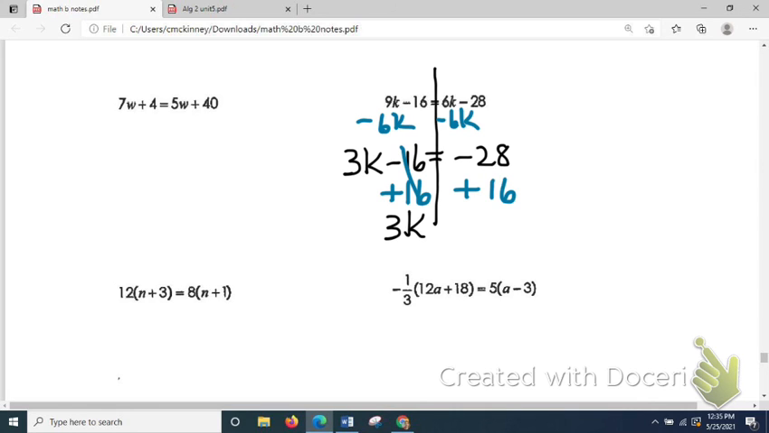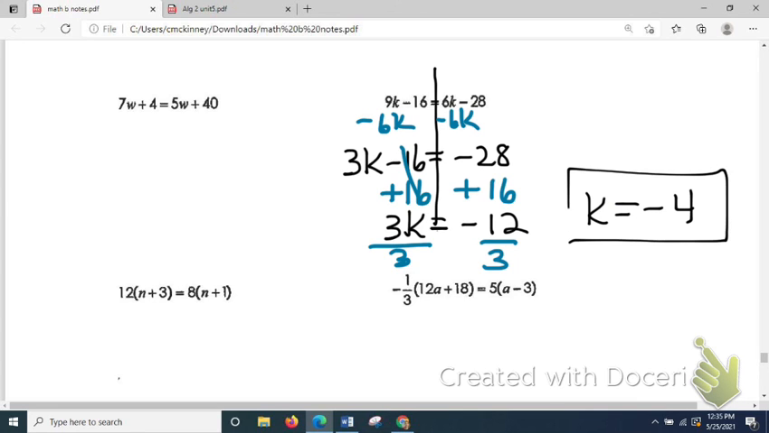Then the 3k is equal to negative 12. Now we need to divide both sides by 3. And k is equal to negative 4. We won't be doing this equation. So we'll be distributing next.